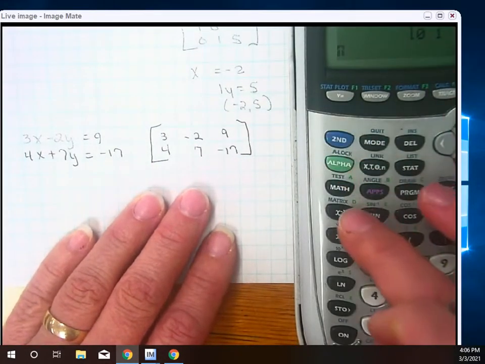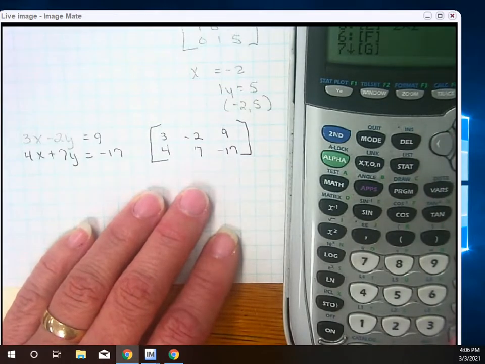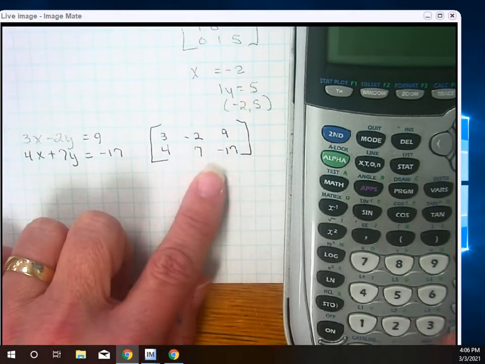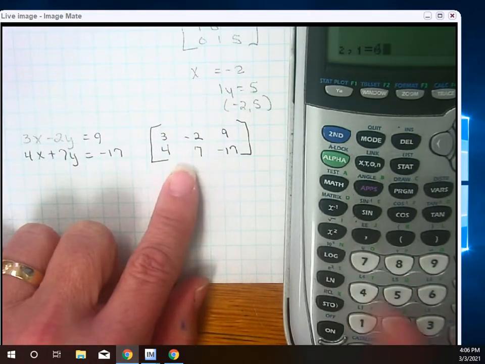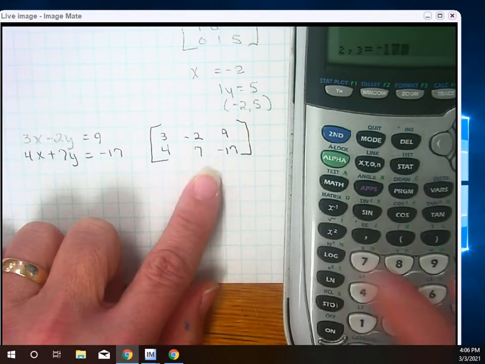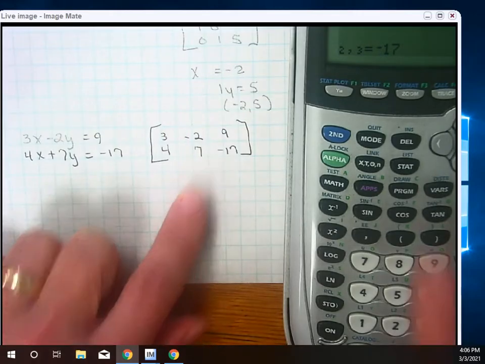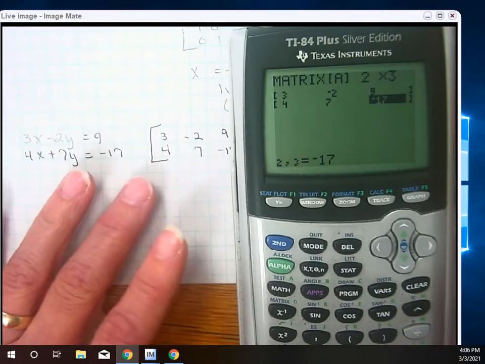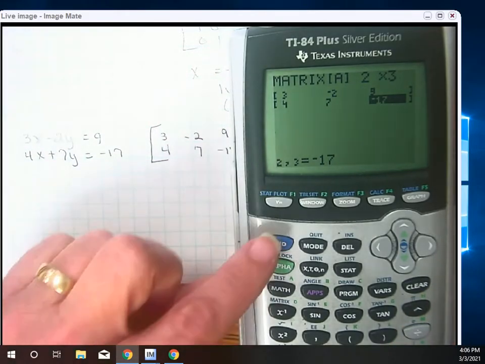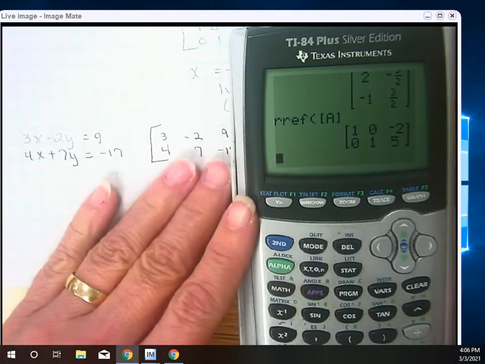The blue button and the inverse button, arrow over to edit. This is a 2 by 3 matrix. 3, negative 2, 9, 4, 7, negative 17. And if you need to pause here to make sure that you have got all of those entered in correctly, that's fine. Just push pause. I'm going to second quit.